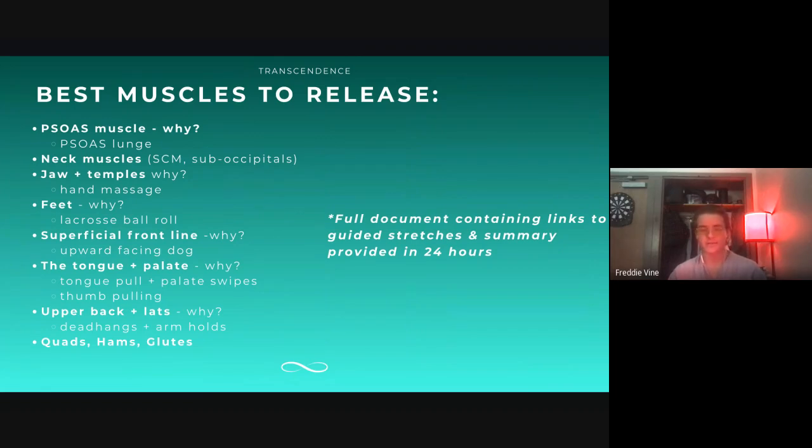The bit specific to guys that I've found is, if you ever just want to feel a bit more grounded, stable, and clear, I think a lot of masculinity is linked to how loose your psoas is, in my opinion.